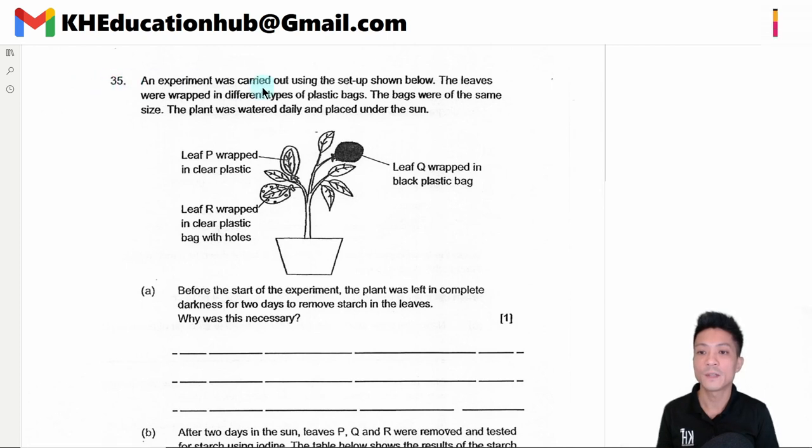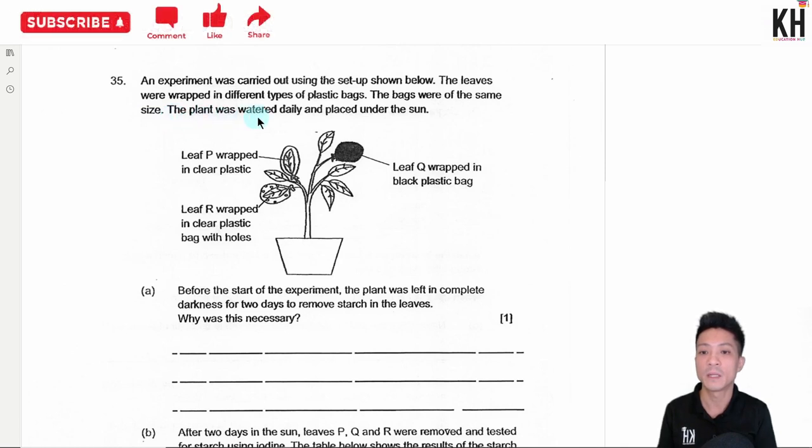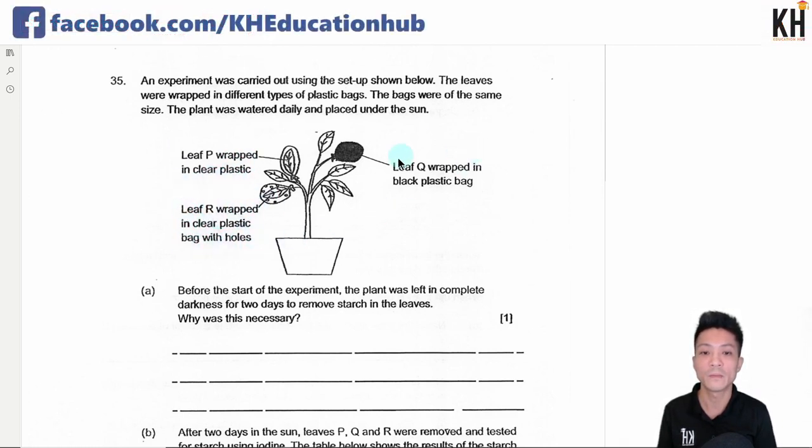Okay, question 35. An experiment was carried out using the setup shown below. The leaves were wrapped in different types of plastic bag. The bags were of the same size. The plant was watered daily and placed under the sun. Leaf P was wrapped in a clear plastic bag, leaf R wrapped in a clear plastic bag with holes, and leaf Q is wrapped in a black plastic bag.